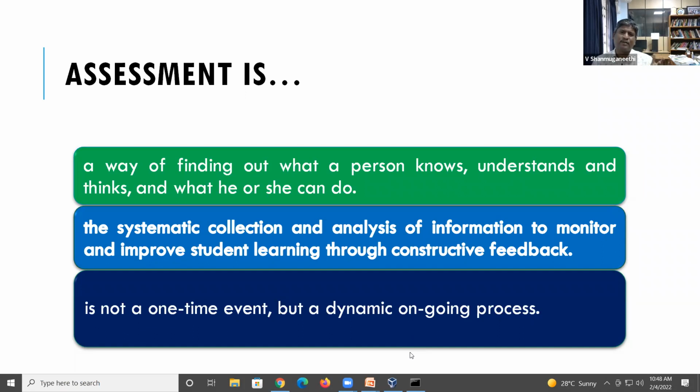With the data, you are internally analyzing it, knowingly or unknowingly, and giving feedback. The feedback is constructive feedback to an individual, a group or the whole class. So it is not a one-time activity; it is a continuous activity. That is what they mentioned, that assessment is a continuous activity. It is to check what the person knows, understands or can do with the content. So you collect the student data and give constructive feedback to the students. That is the concept of assessment.